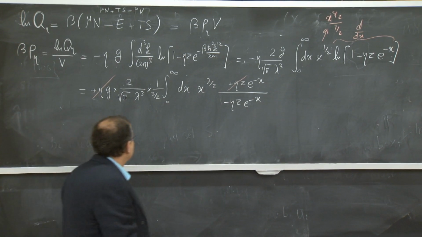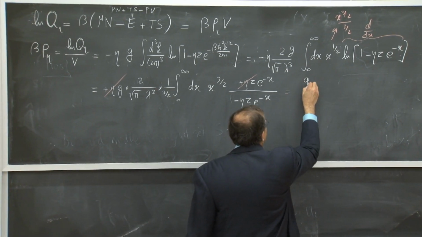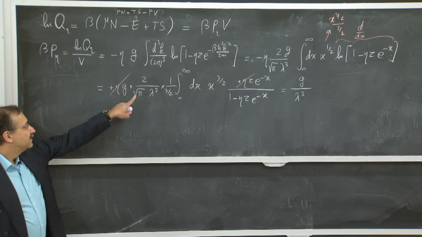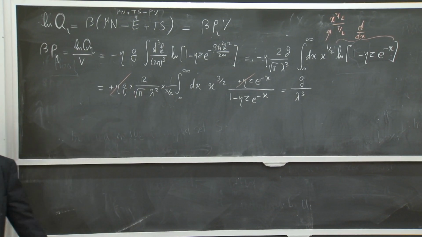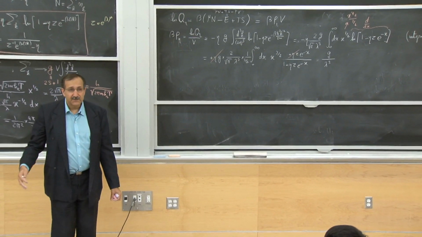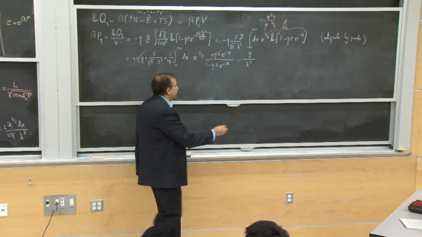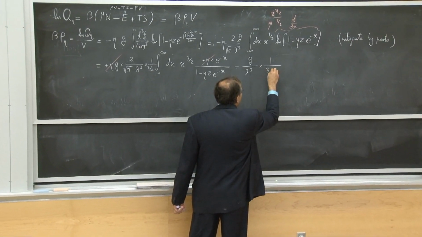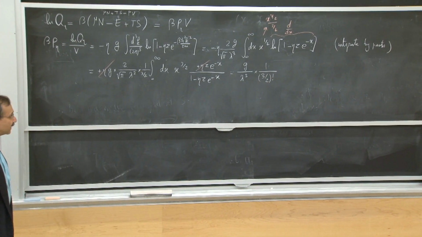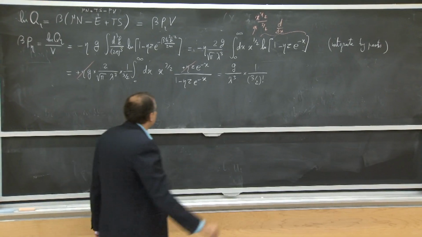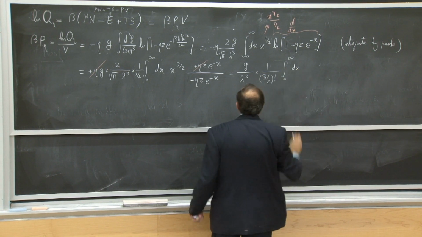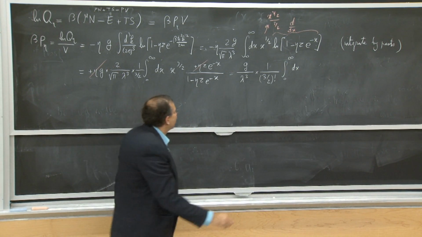What is the answer, therefore? It is g over lambda cubed. That's fine. If root pi over 2 is 1/2 factorial, and I multiply 1/2 factorial with 3/2, what I will get is 1 over 3/2 factorial, because n factorial is n times n minus 1 factorial. And then what do I have? I have 0 to infinity dx, x to the 3/2.